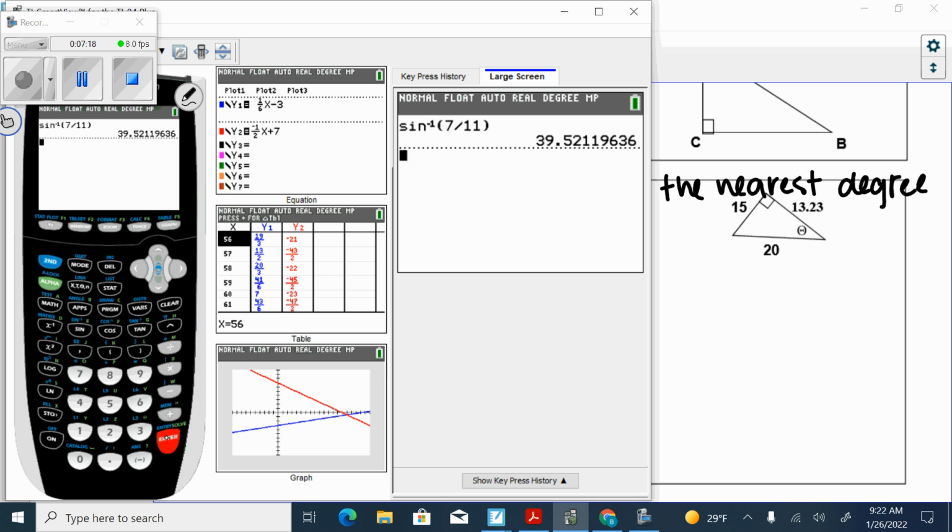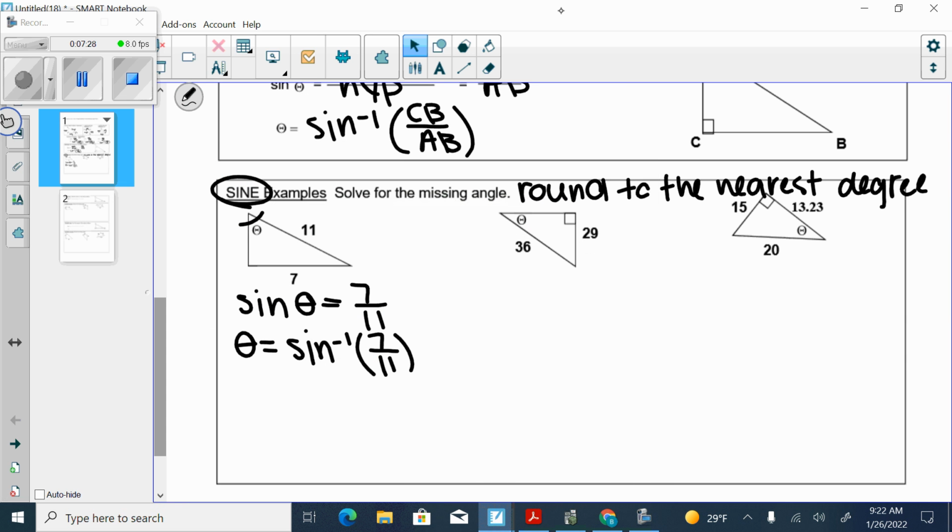This is what we get, right? Okay, I'm rounding that to the nearest degree, so nearest whole number. So 39.5 would round to, okay. So theta is 40 degrees in this problem. Okay?